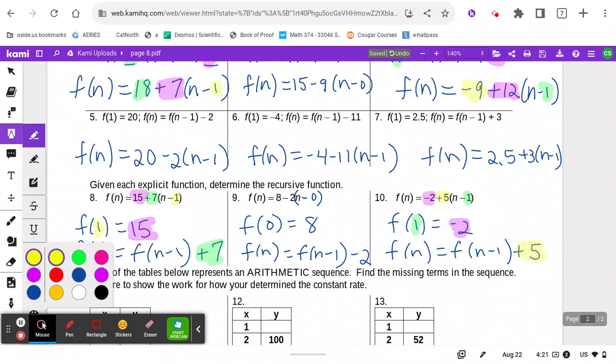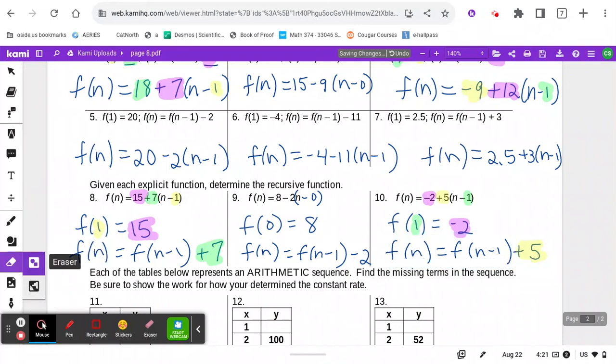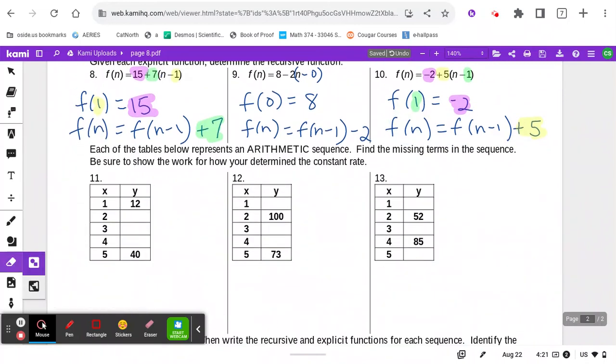Notice that this section is always the exact same in our recursive notation. F of n equals f of n minus 1.